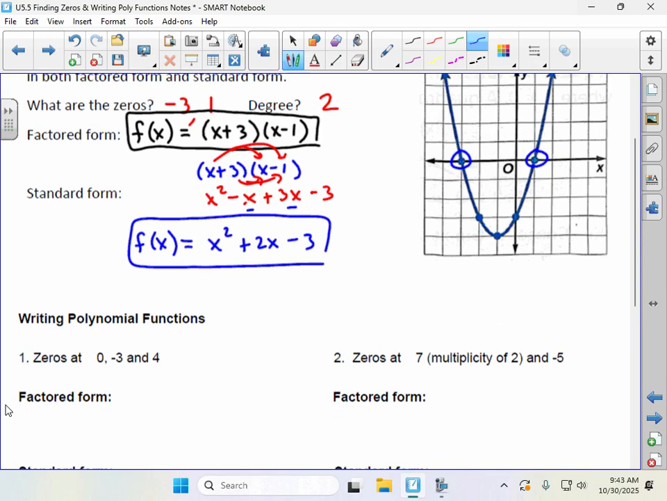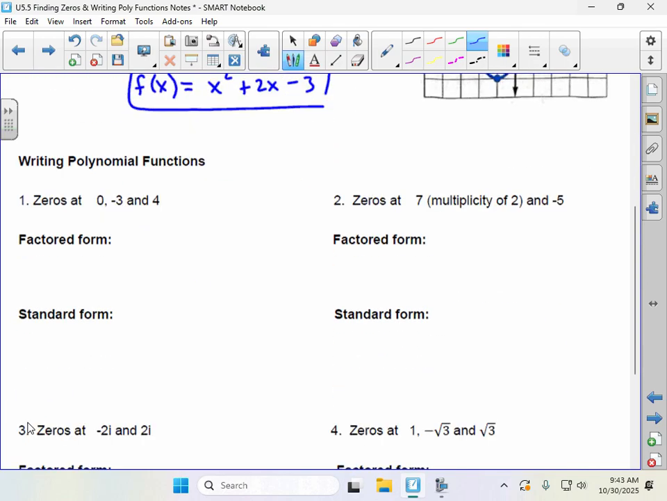Now if they don't give us the graph, they will actually tell you what the zeros are. We're going to do the same thing. So 0 is a 0, -3, and +4. Since there's 3 zeros, this is going to be a degree 3 polynomial. Number of zeros is equal to the degree of the polynomial.